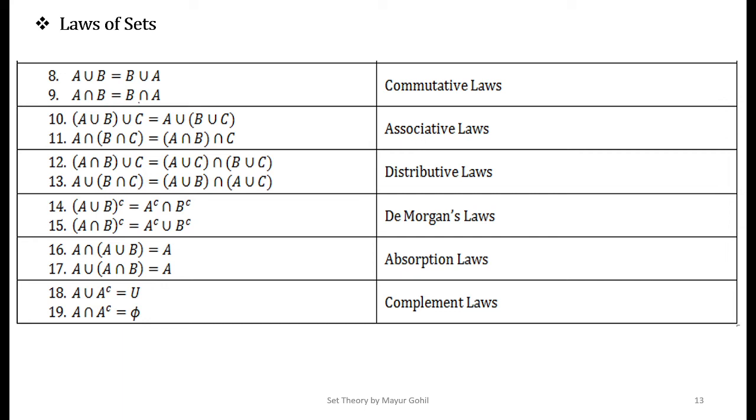Associativity means you are able to shift the brackets. So what does it mean? A union B first, and then you unite it with C, is the same as A union done with B union C. And it also says A intersection B with B intersection C is the same as A intersection B done first and then you intersect C. Alright, now these are the distributivity laws.